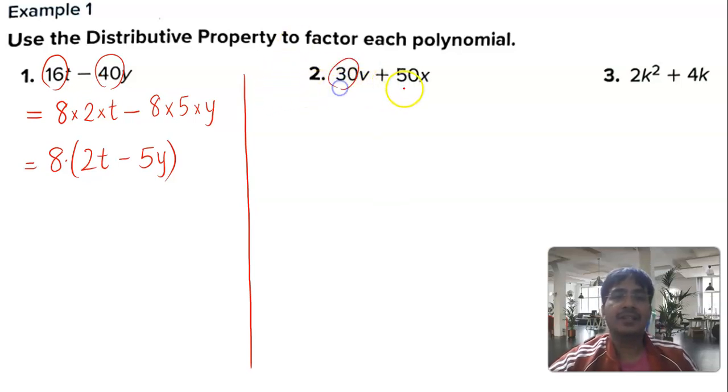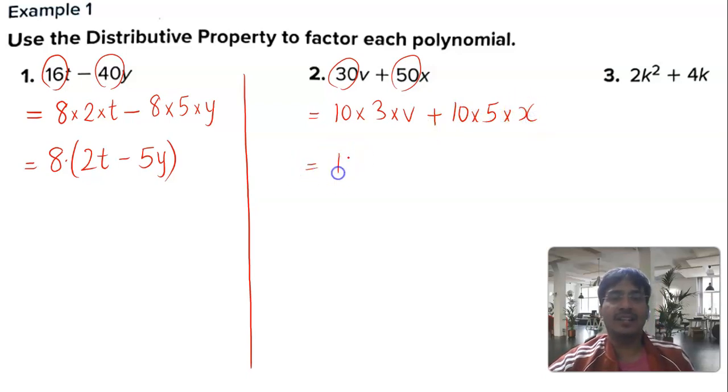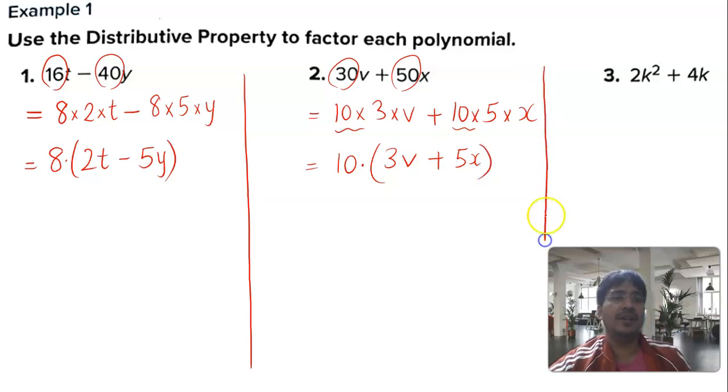Similarly, 30 and 50, very easy. 30 and 50, obviously they are multiples of 10. So 10 times 3 times v plus 10 times 5 times x. So very clearly I can take 10 common out from both, and the remaining I will put in a bracket. So 3v plus 5x. You put it in a nice bracket and it's done.